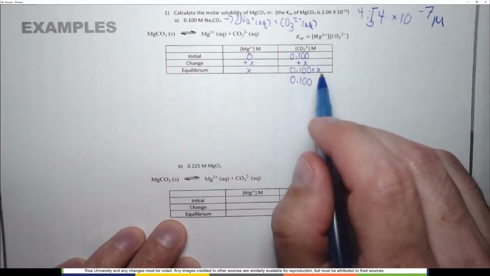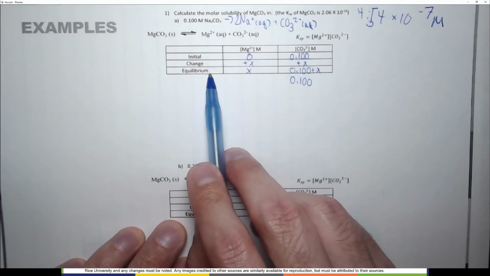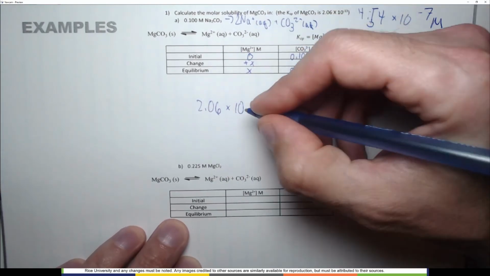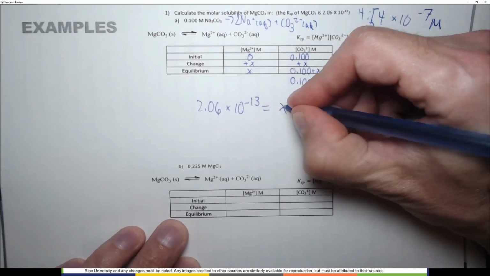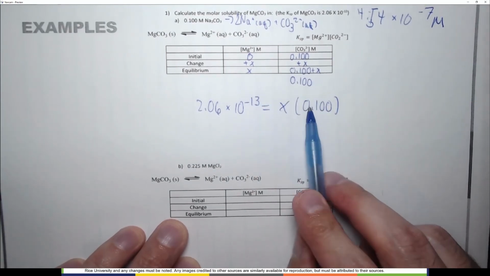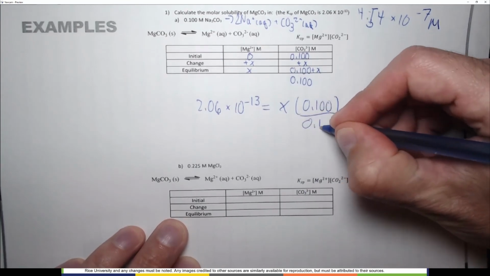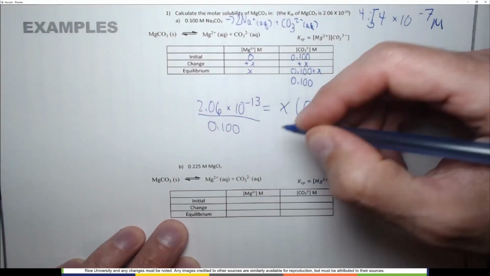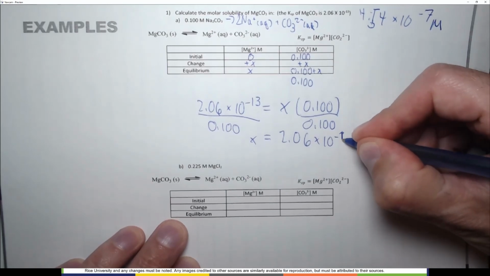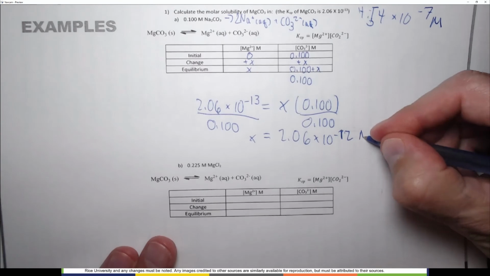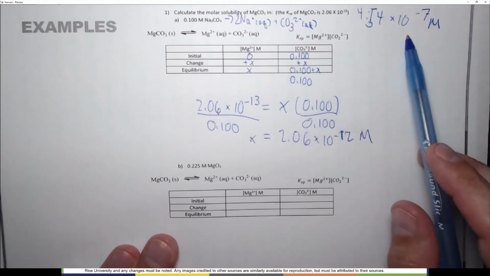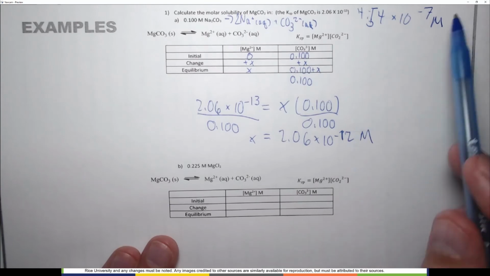All right, so now we have our KSP expression, we have our KSP, and we have our equilibrium concentrations. So let's plug in. KSP is 2.06 times 10 to the minus 13 equals X times 0.100. Note, we're again dropping this X, so we're just doing X times 0.100. Divide by 0.100, divide by 0.100, and we find that X is equal to 2.06 times 10 to the minus 12. This concentration is less than this concentration, so adding a common ion, in this case carbonate, made magnesium carbonate less soluble, about 5 orders of magnitude less soluble.